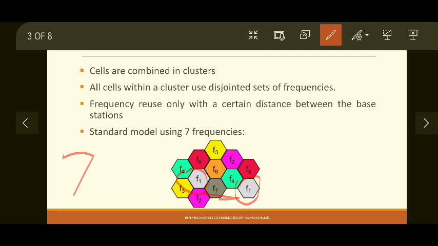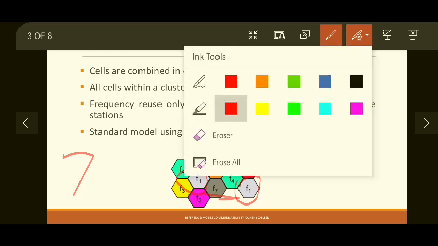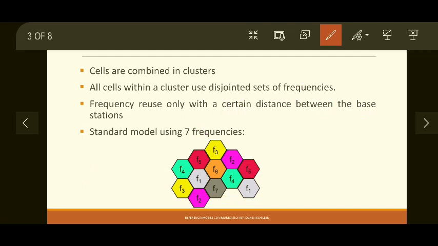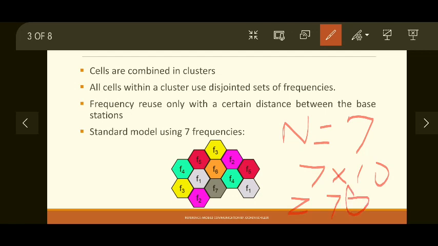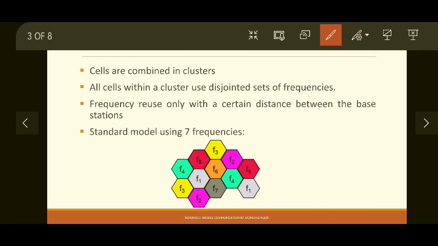So the standard model uses 7 frequency groups. What is the cluster size of this particular diagram? What is a cluster? Disjoint sets of frequencies. There are 7 sets of frequencies, so the cluster size, that is capital N, is equal to 7 in this case. With 7 groups of frequencies, each group containing, let's say, 10 frequencies, then 7 into 10, there may be 70 frequencies available for communication. We will see this calculation later on.